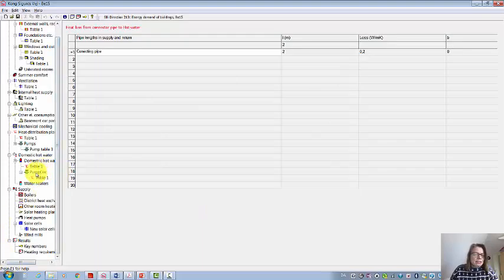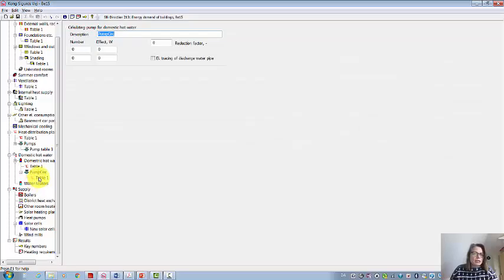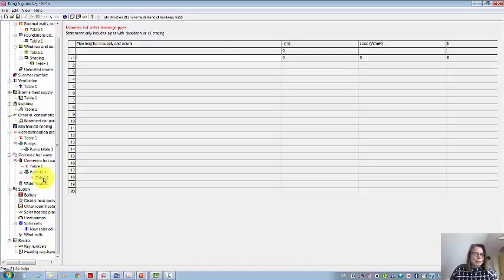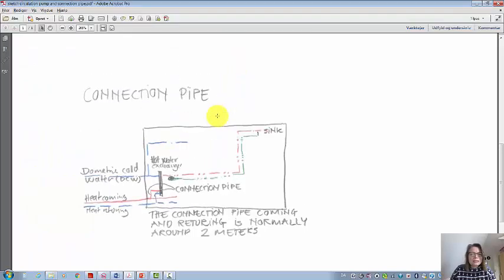Then we have the next part about domestic hot water, and that's the circulation pump. If we have a circulation pump, then we put it here. Then we write 1 here, and normally the effect it is using is 20. And then we have a reduction factor, and we have to put 1 here because it's always running. We also have to put in the circulation pipe here, and that's the length of the circulation pipe, and that's the whole circle, and I made a drawing so you can see it.